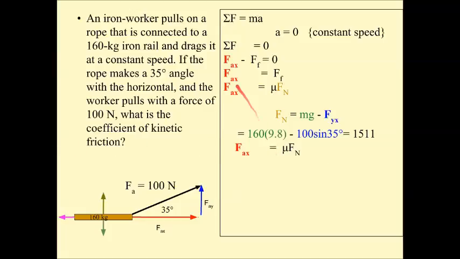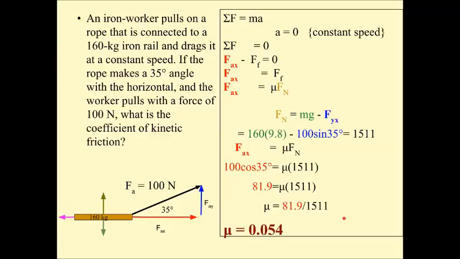Okay, so now we can go back to our previous statement there, where Fx, or F applied of x, the horizontal component, is equal to mu Fn, and we can now put in the normal force, which is 1511, and the component horizontally is 100 cosine 35, and now it's just simply a little algebra and calculator work. Multiply 100 cosine 35 is 81.9, and then we're going to move the 1511 over to divide into the 81.9, and voila, our coefficient comes out to 0.054.